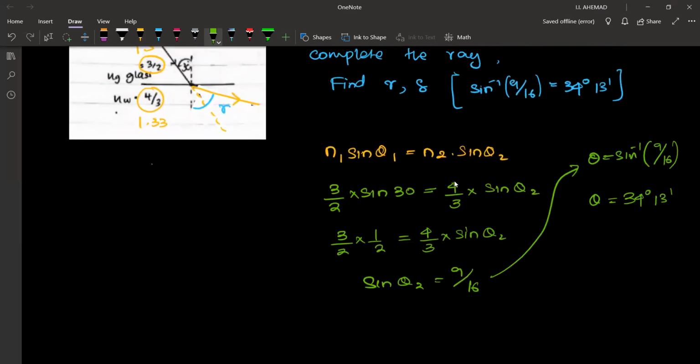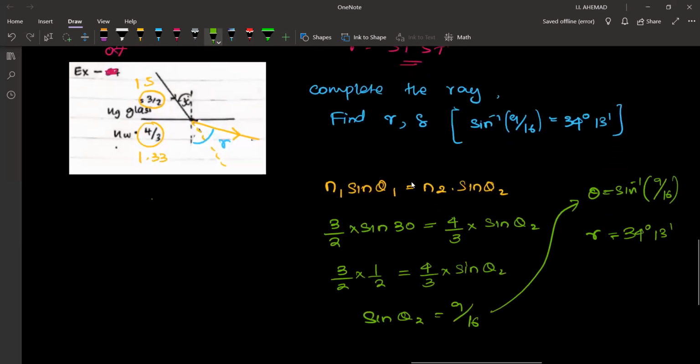Okay, have you all got this answer? I have used it as theta 2, that is equal to R. So R is equal 34 degree and 13 minutes. Got this answer. Again, to find the deviation, let's look at the geometry. This time, this is the deviation. Clear with that?